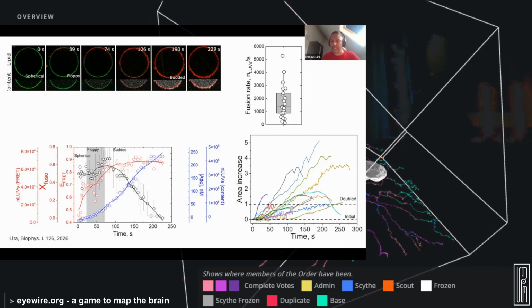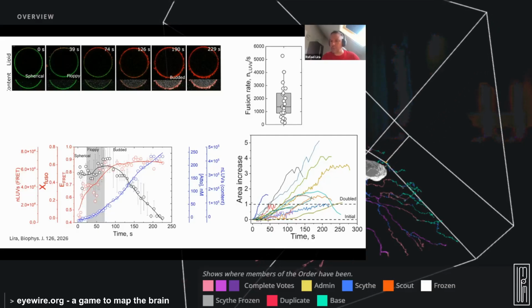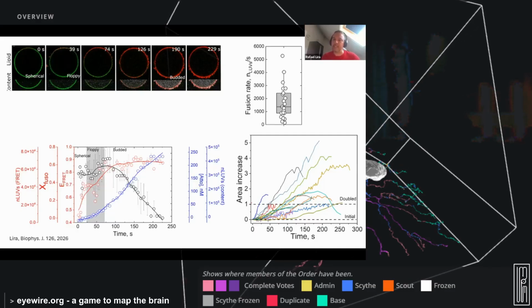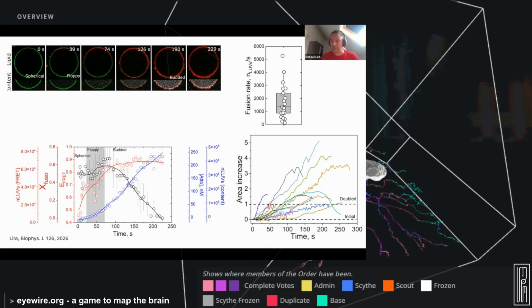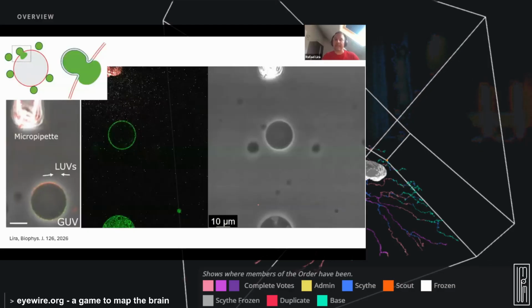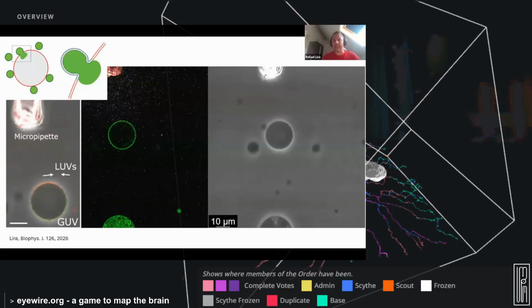And here is the area increase, where 0 means no growth and 1 means 100% growth, so double the area. And to the best of our knowledge, this is the first system where we have fusion where we have growth that is above 100% area increase, so double the area. But as I mentioned, we have the disappearance of the content marker here.